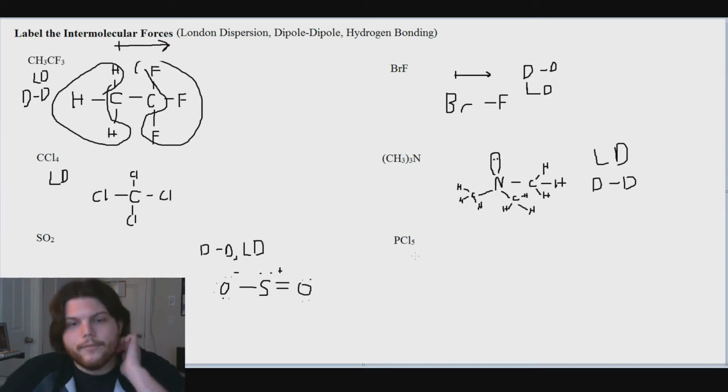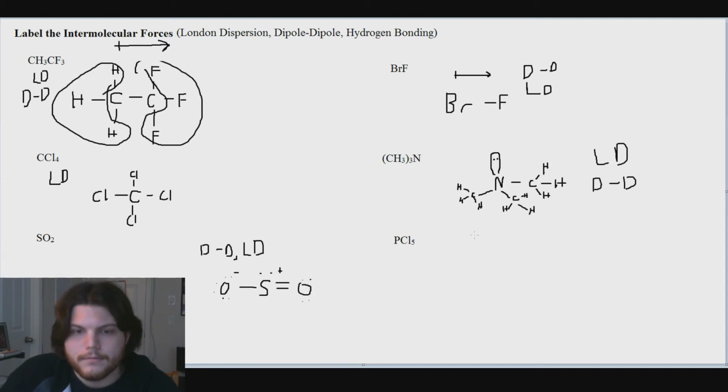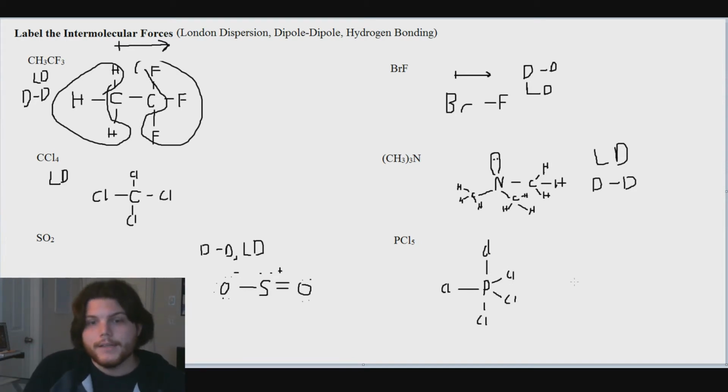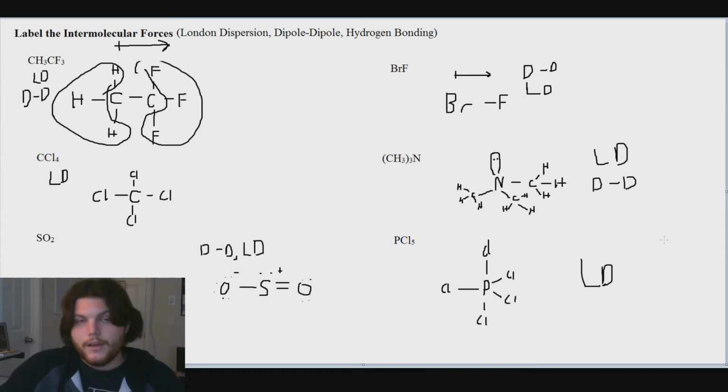Now, lastly, we have this compound here, phosphorus pentachloride. If we do the Lewis dot structure, we end up with Cl, Cl, and we also have this setup. If you did the Lewis dot structure correctly, you should notice that we have a trigonal bipyramidal setup, which means that we are completely symmetrical and we have no net dipole about the structure. So we end up with just London dispersion forces. So what I want to emphasize here is that first off, you guys should be able to figure these out on your own at this point.